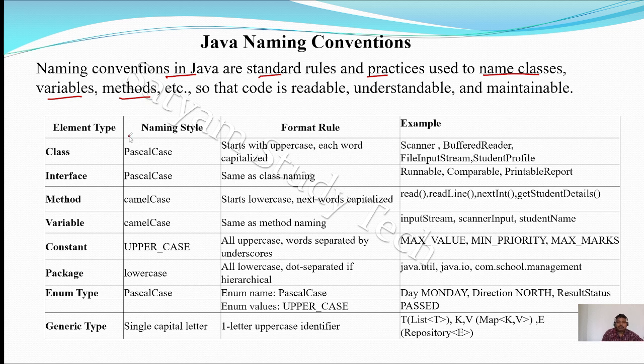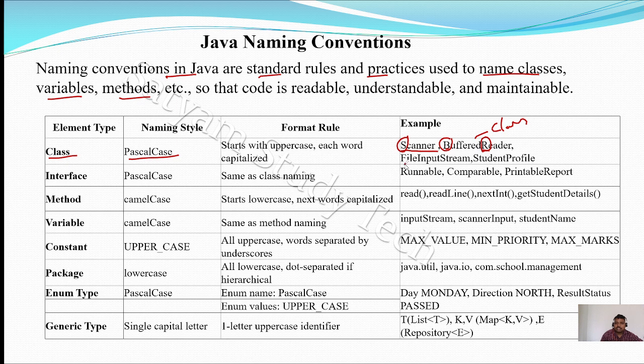Here are the Java naming conventions. For a class, the naming style is Pascal case. For example, Scanner is a predefined class, and every predefined class starts with a capital letter, that's why S is a capital here. BufferedReader is also a predefined class. This class has multiple words, and each and every word starts with a capital letter. Here B is a capital, and here R is a capital.